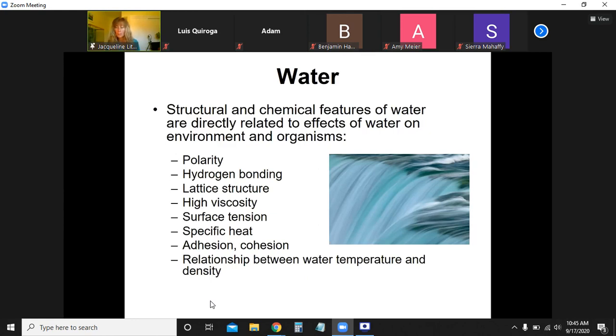The structure and chemical features of water are directly related to the many effects of water on the environment and organisms. It's got this weird polarity. It's got hydrogen bonding. It's got this lattice structure. It's got high viscosity, surface tension. It has different specific heat properties, adhesion and cohesion among the molecules. And then there's also this weird relationship, compared to other substances, between water temperature and its density. This is something I talk about in more detail in winter ecology, which builds from this course. But just thinking about this, right?